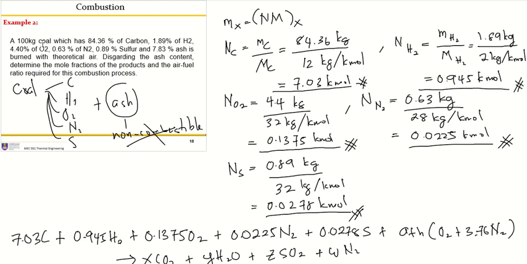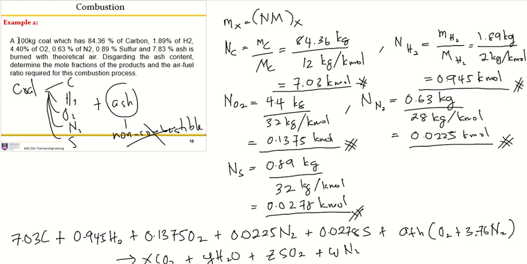So you've been given 100 kilogram of coal which has their own respective percentage. Since this one is 84.36%, it would be 84.36 kilogram. Similarly, H2 is 1.89 kilogram, O2 is 4.4 kilogram, N2 is 0.63 kilogram, and sulfur is 0.89 kilogram.